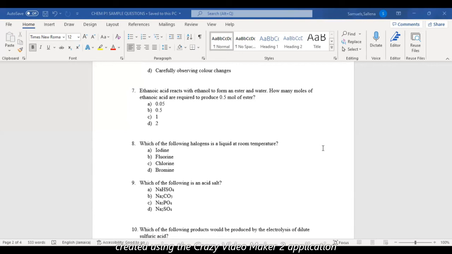So it would be CH3COOH reacting with C2H5OH, which will give CH3COOC2H5 and water. So the ester that is formed is ethyl ethanoate. Yes, that's the name of the ester that is formed.